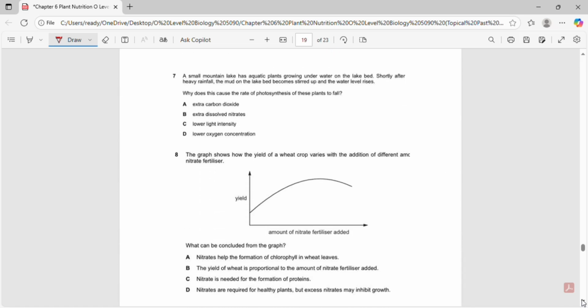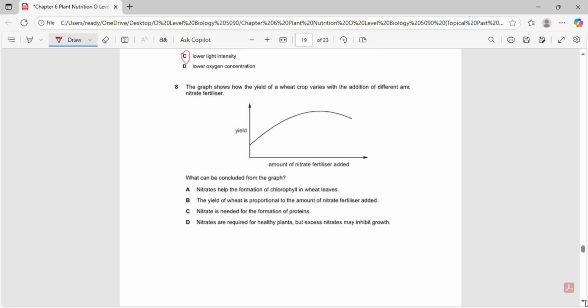Looks like the same question has come up again. It says, a small mountain lake has aquatic plants growing underwater on the lake bed. Shortly after heavy rainfall, the mud on the lake bed gets stirred up and the water level rises. Why does this cause the rate of photosynthesis in these plants to decrease? We already know the correct answer is option C, lower light intensity, since the muddy water and increased depth block sunlight from reaching the plants.